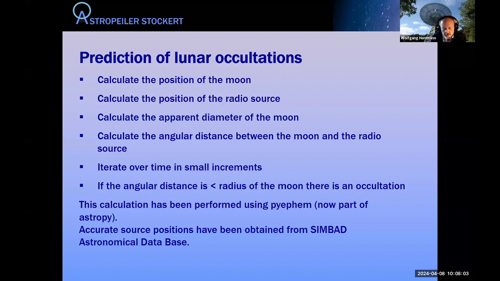Today, we are using PyFM, or you could also use AstroPy, where you can do all these calculations. What you need is exact source positions. And today, for the objects that are of interest, all those are very well known. And in our case, we took them from the astronomical database. So what you can do is look at radio sources that are sufficiently bright, that are close to the ecliptic, and then just let your computer run and see if there is a potential occultation. And that's how you predict them.